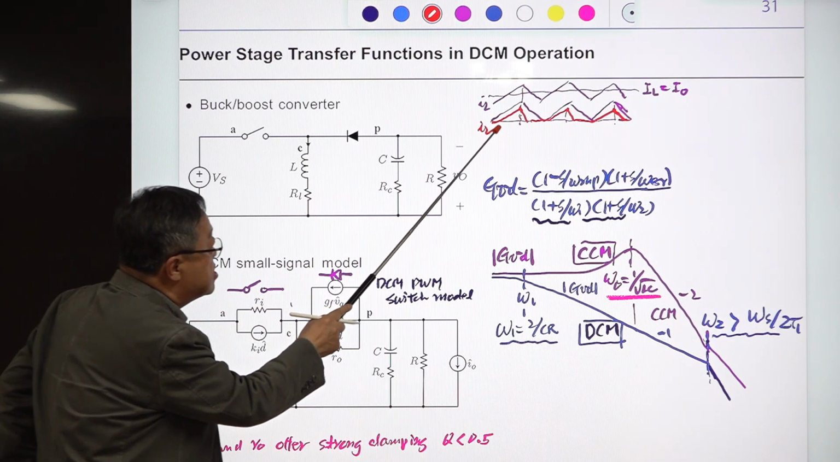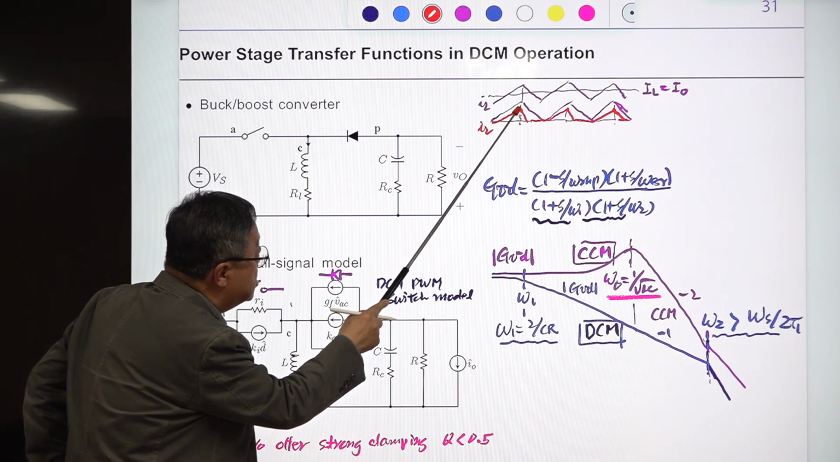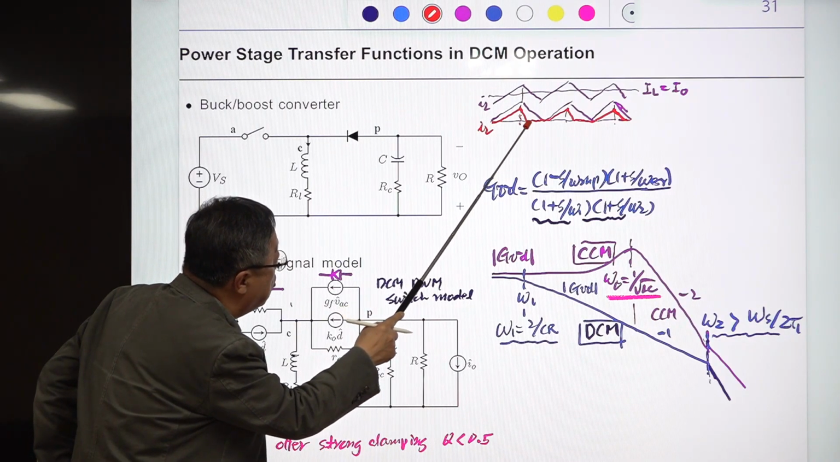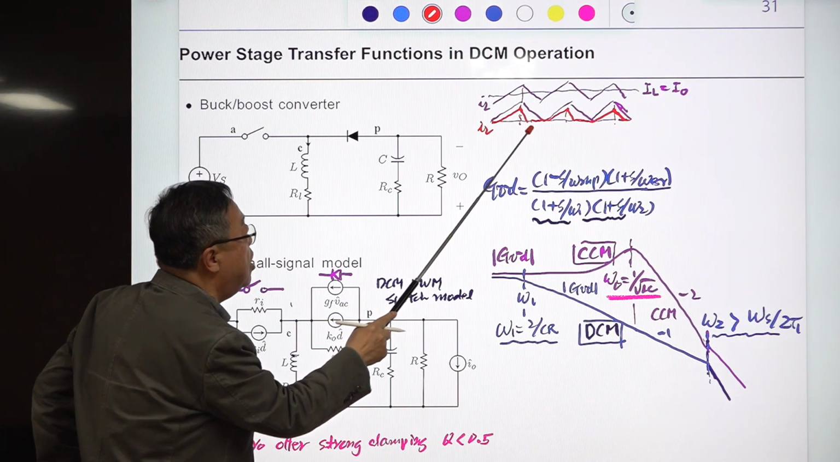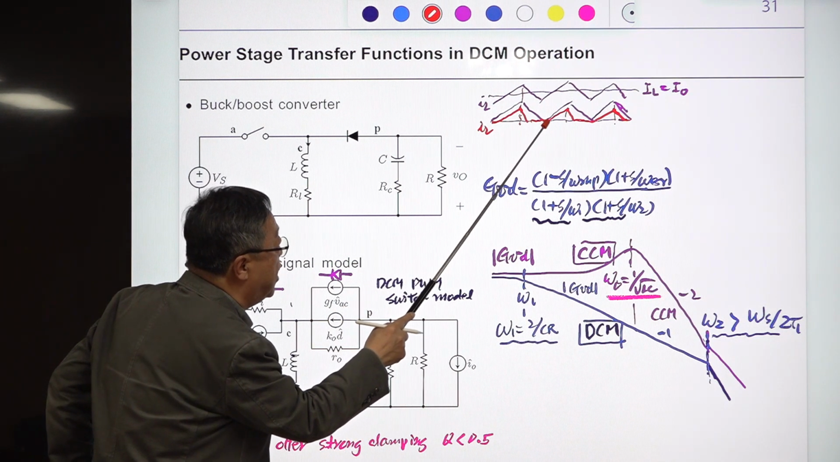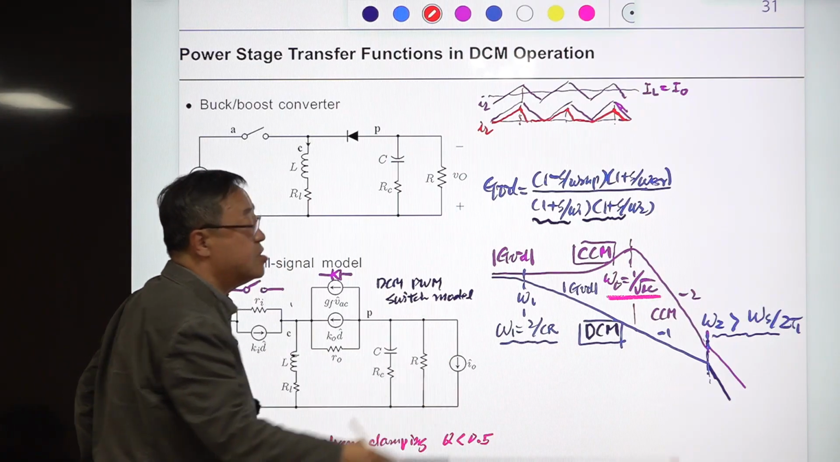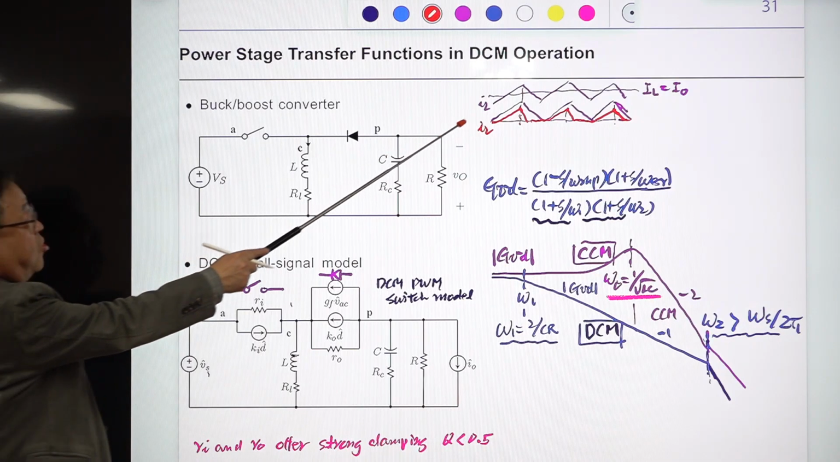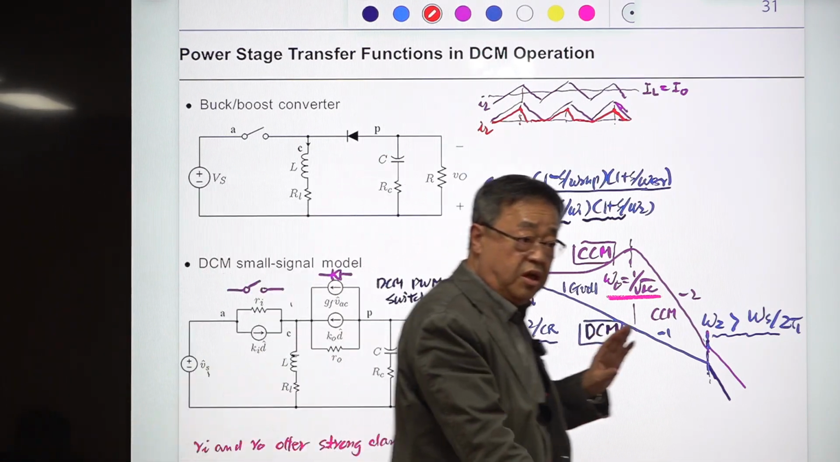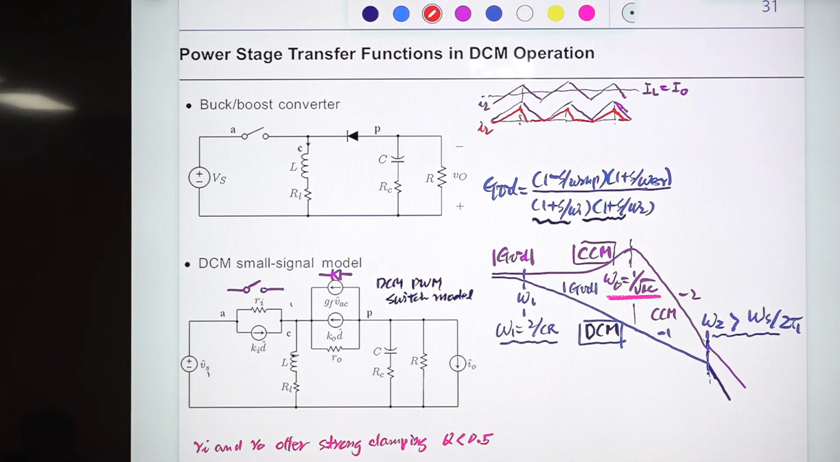Inductor current starts rising and reaches maximum value and drops to 0 before onset of the next operational period, and it stays 0 for a while, goes up and goes down. This is called discontinuous conduction mode. This one is continuous conduction mode. What is continuous and what is discontinuous? Inductor current is continuous and the inductor current is discontinuous. So criterion to determine DCM or CCM is inductor current.